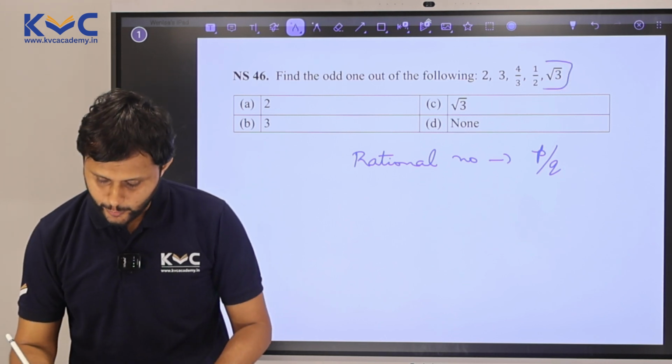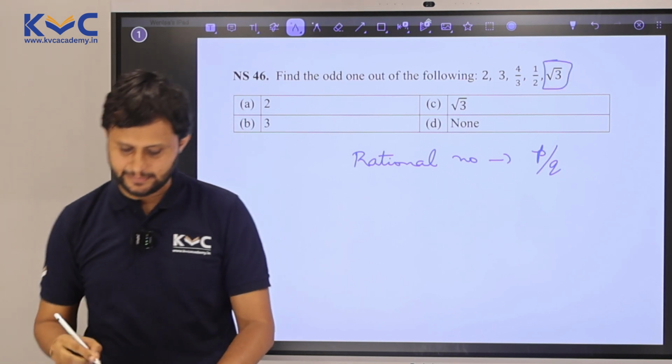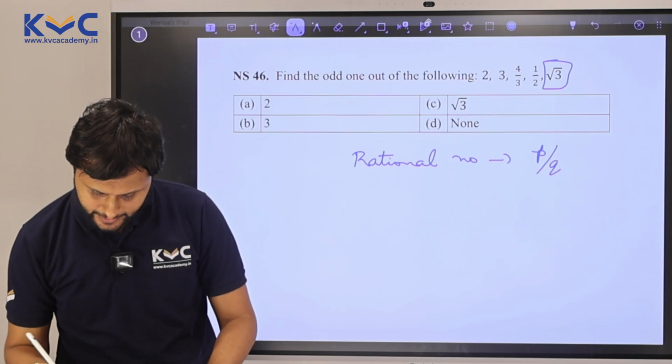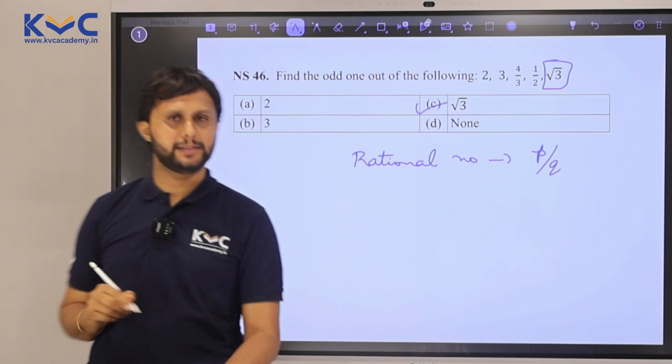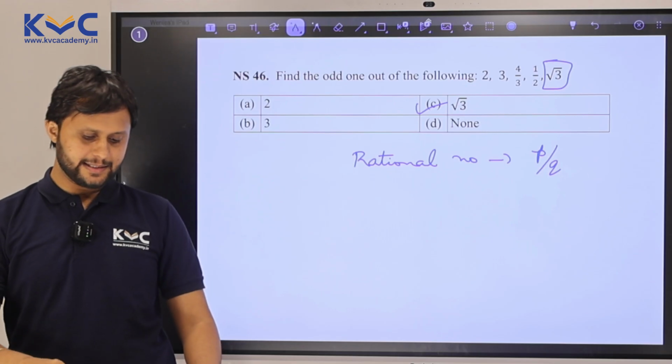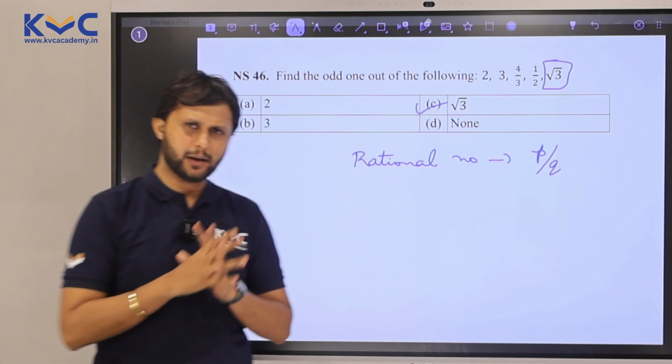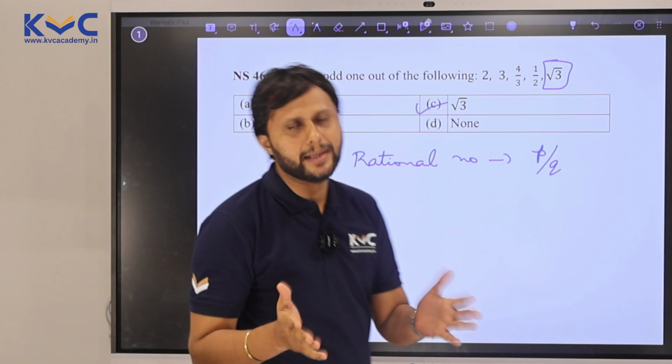So which one is not? Root 3 is an irrational number. And that's the right answer. So that's it. That's all that we have in odd man out, or odd one out.